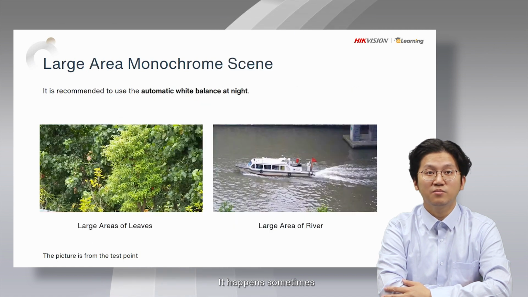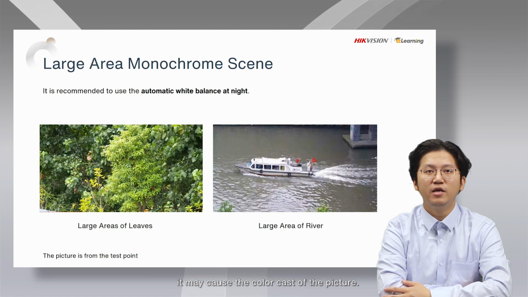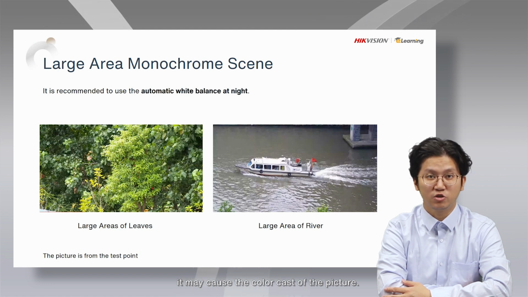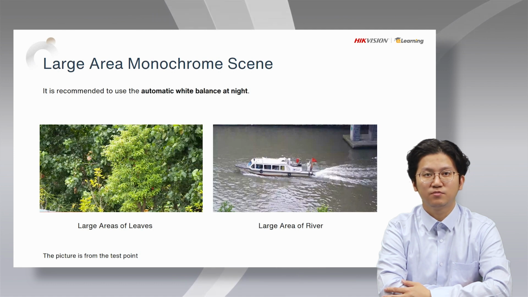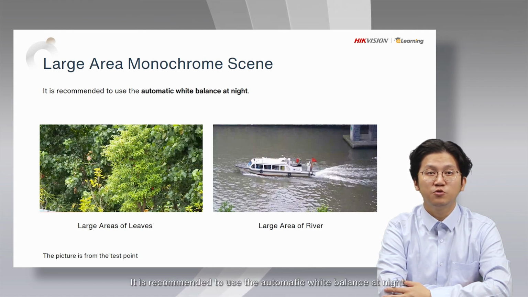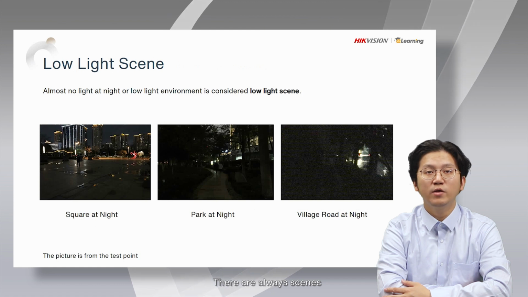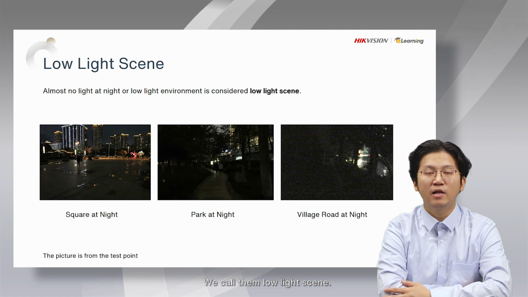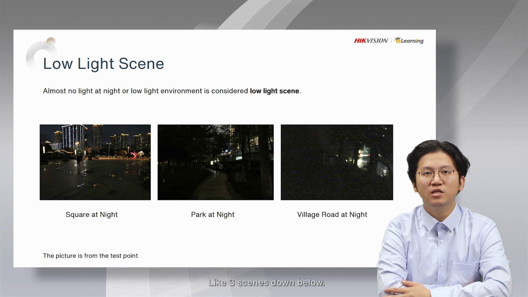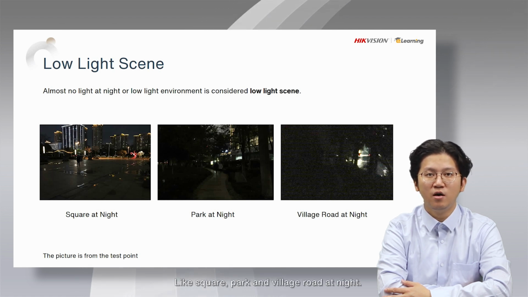It happens sometimes that there are large areas of leaves and rivers in the scene. It may cause a color cast in the picture, like shown in the following two pictures. It is recommended to use the automatic white balance at night. Okay? So there are always scenes with no light or low light. We call them low light scenes. Like the three scenes down below, square, park, and village road at night.